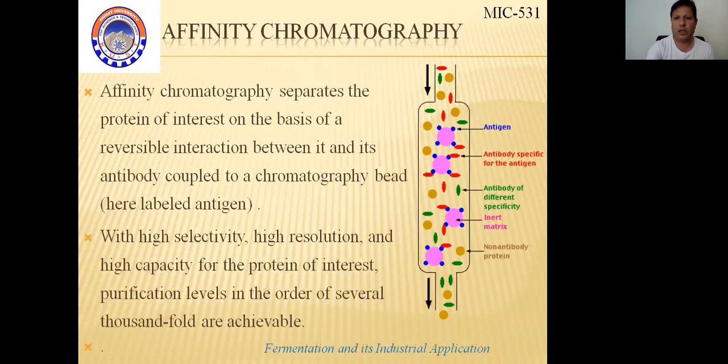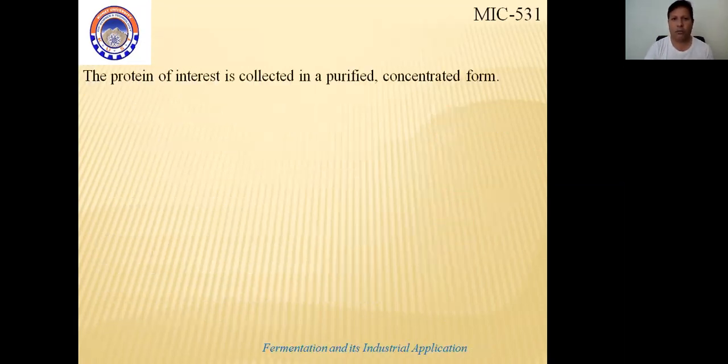What happened now? All things went down. Only protein has been bound with this antigen, because these proteins are bound with antigen in reversible form. So now we will pour a pure solution for the elution, which will remove these antibodies from antigen, and these antibodies will be collected in separate parts. So the protein of interest is collected in a purified, concentrated form, because all things have been removed now.